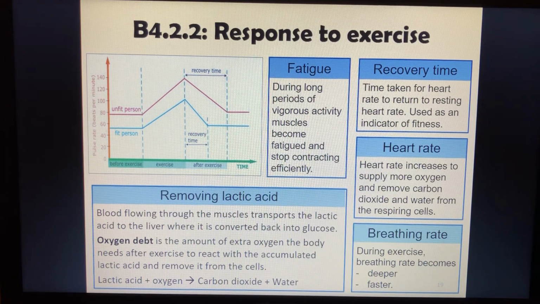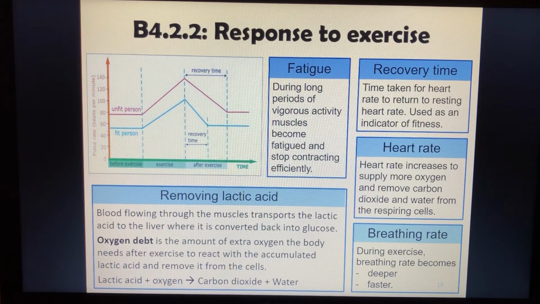We talked about the heart rate, we talked about the breathing rate already, and then we've got this idea of the oxygen debt and removing lactic acid. So what happens is that some of that lactic acid goes to the liver and it's converted back to glucose. Okay, and the oxygen debt is the amount of oxygen the body needs to react with all that lactic acid and remove it from the cells. Okay, so we've got the word equation there: lactic acid plus oxygen makes carbon dioxide and water.